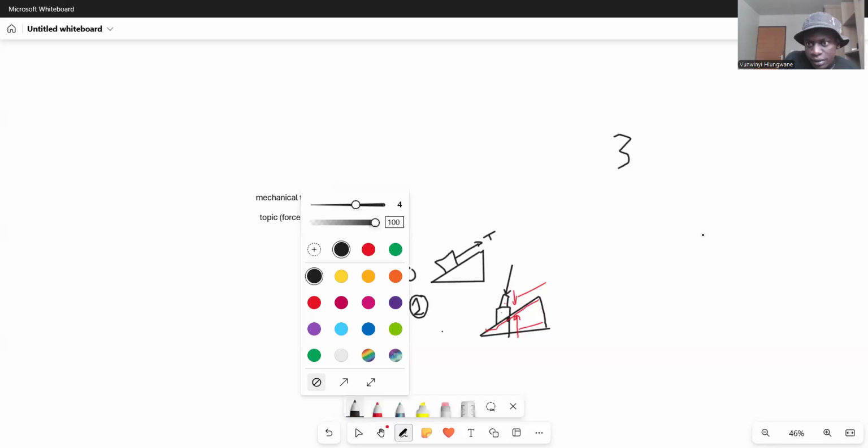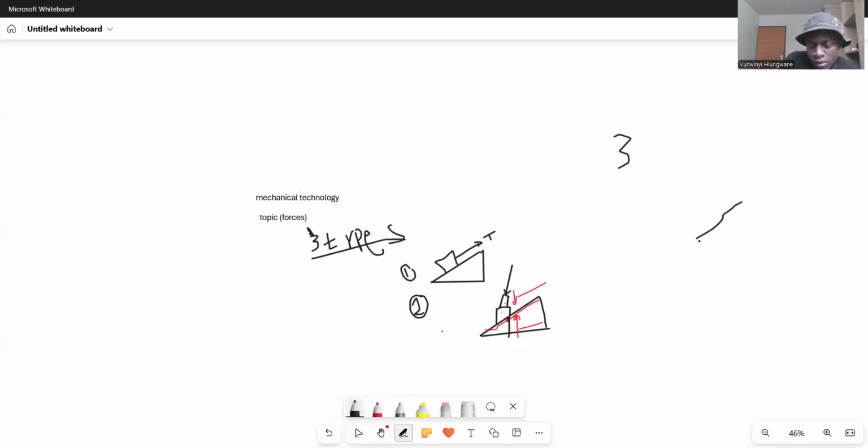Number three, let me use the black one. Let's take this is an incline. This is our incline. The object is like this, on top of the incline.